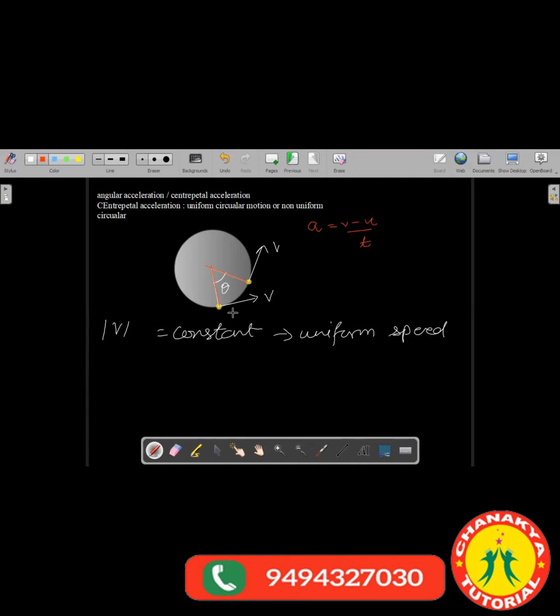So if I want to find out the change of velocity, I need to use the parallelogram law. So let's copy them and try to find out the change of velocity. So here I have taken this vector. Then this vector also I will be taking, but in the opposite direction.